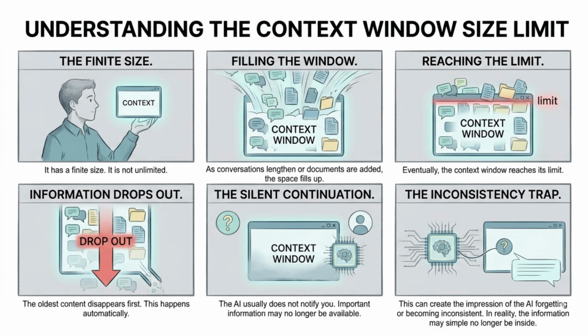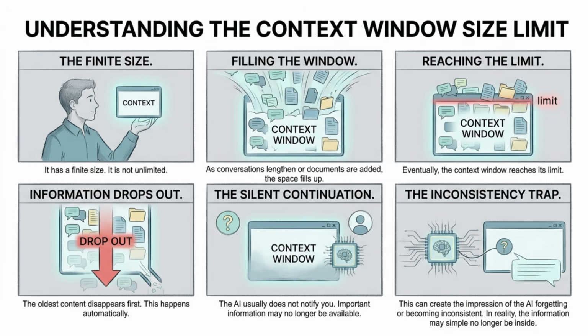It is not unlimited. As conversations become longer or as more documents are added, the available space gradually fills up. Eventually, when the context window reaches its limit, older information begins to drop out. In most cases, the oldest content disappears first. This happens automatically. The AI usually does not notify you. The conversation continues, but important information may no longer be available to the model.